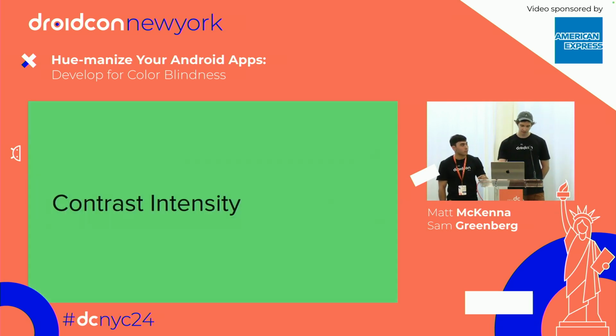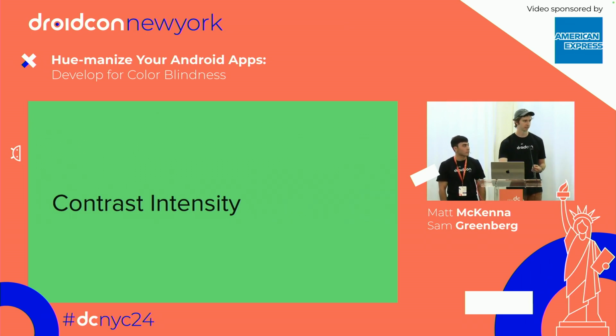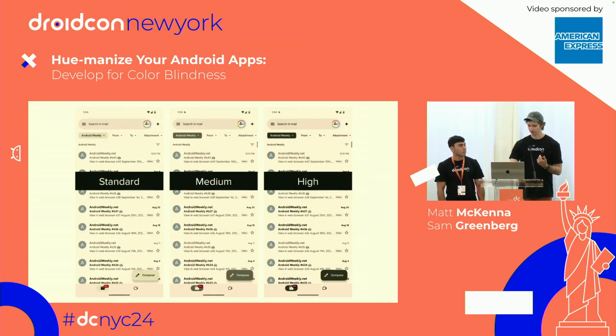So that brings us to another option that we found in the developer settings. This might not be available to all the users who don't want to necessarily enable or dig into this, but there is a contrast intensity that can be selected. There are 3 options for standard, medium, and high, and what this will do is actually change the Material You palette to choose a higher contrast color. And so if we take a look at Gmail, we can see that the compose button and then the bottom navigation buttons have a punchier contrast versus the standard in medium and high.